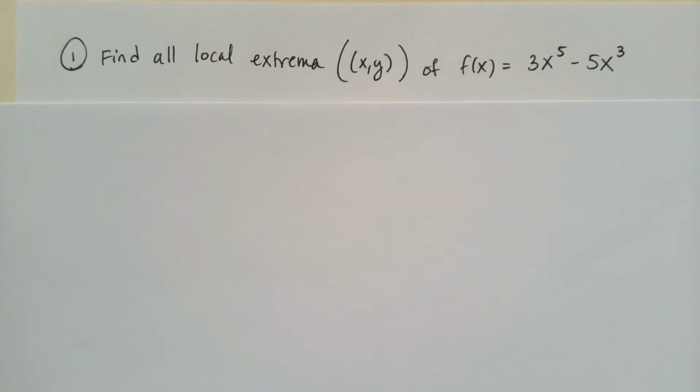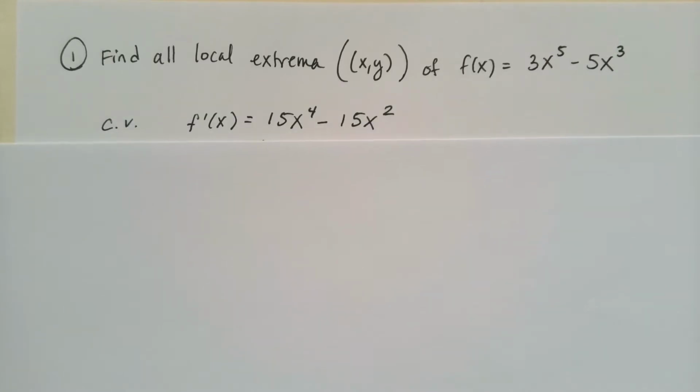So we're going to start this the same way that we did the last one, which is find the derivative of our function because we want critical values. The critical values of your function are the candidates for local extrema. They're not necessarily the answers, but they're the candidates for the answers.